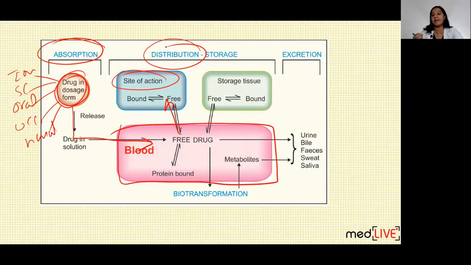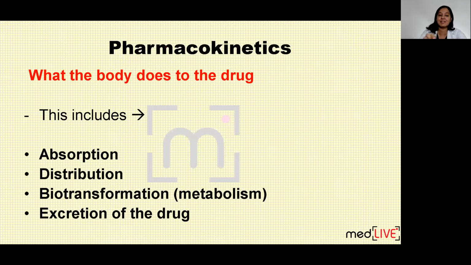So first the body absorbs the drug, takes the drug into the systemic circulation. From systemic circulation, the body distributes the drug to its particular site of action, where its target receptors are present. So the drug reaches its site of action. This is the second step, known as distribution. First the body absorbs the drug, then the body distributes the drug to its site of action.